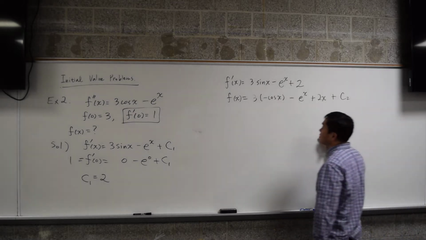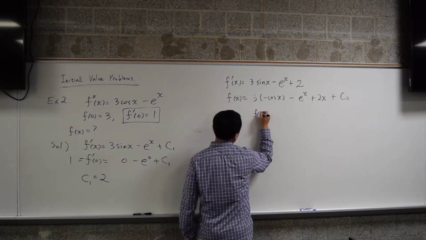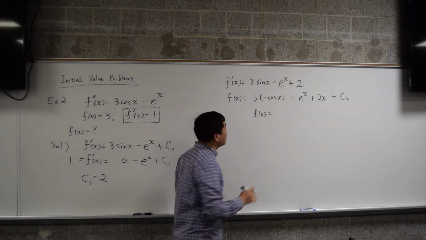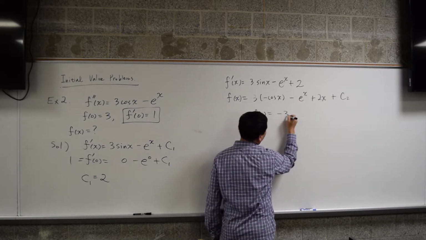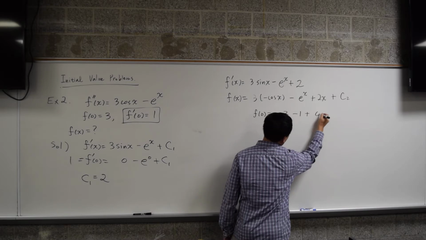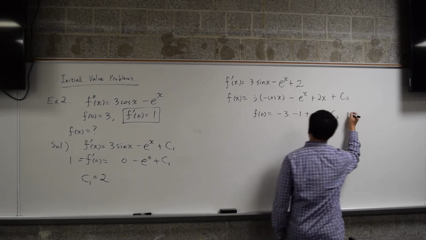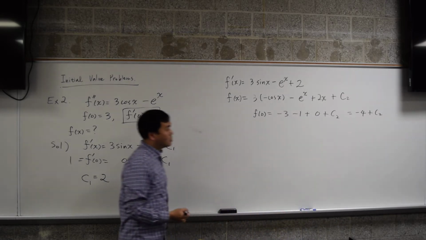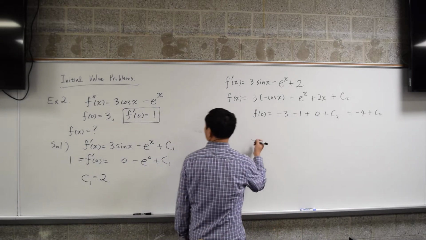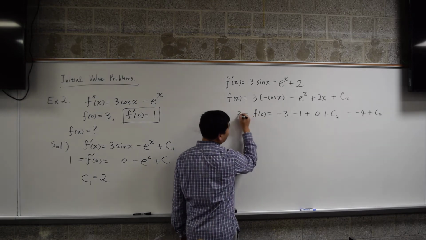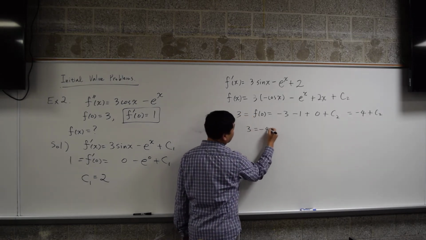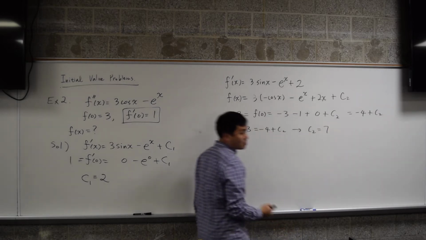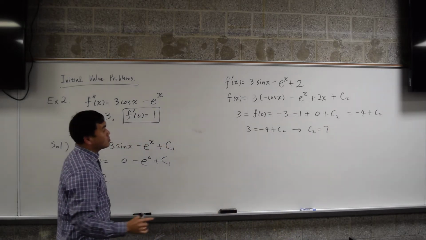All right. Now, what's f of 0 according to what we have? What's cosine 0? 1. So we get negative 3, negative 1, 0, plus c2, which is negative 4 plus c2. What should this equal to? f of 0 should equal 3, so 3 is equal to negative 4 plus c2. That forces c2 to be 7. And then you still have to plug it back.